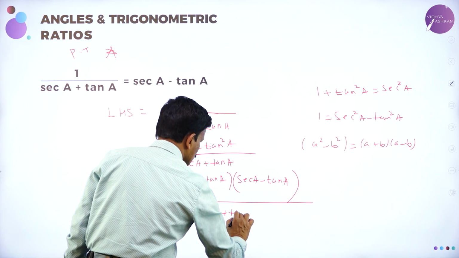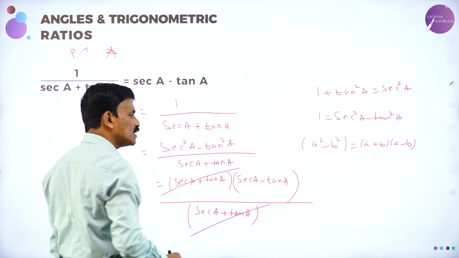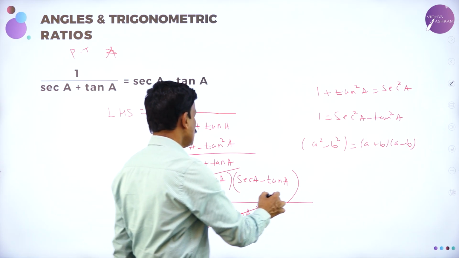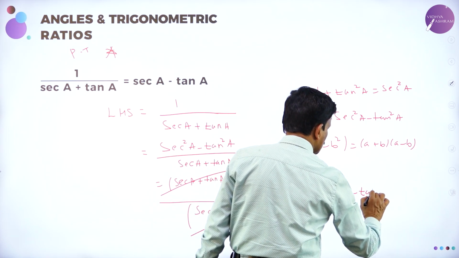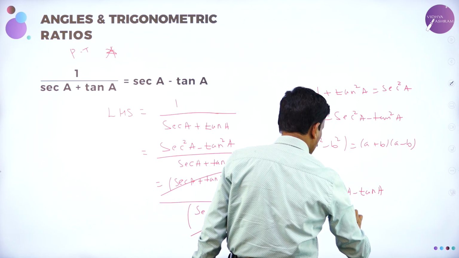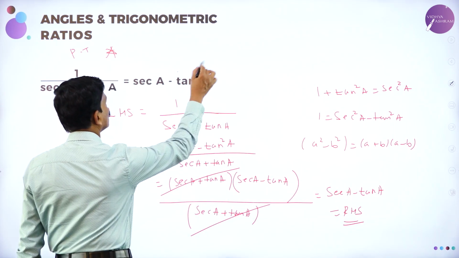Secant a plus tan a. Cancel the terms which get cancelled. Secant a plus tan a, secant a plus tan a gets cancelled. What is left over is secant a minus tan a, which is the required RHS. That's it. Secant a minus tan a.